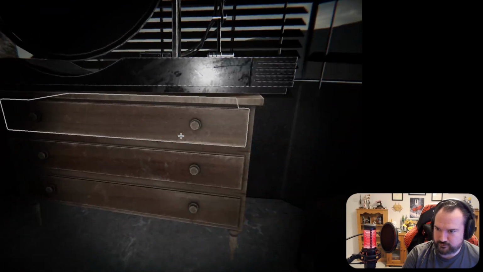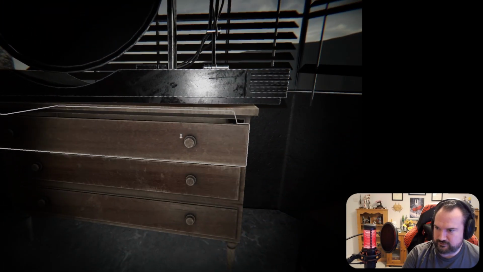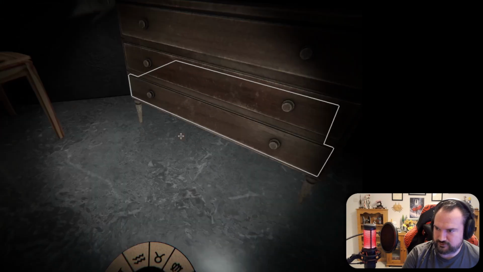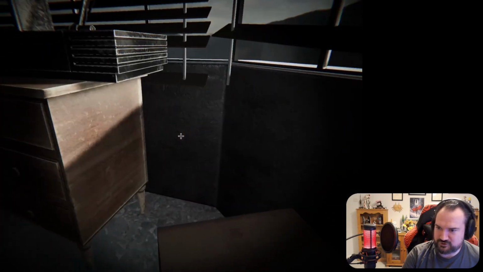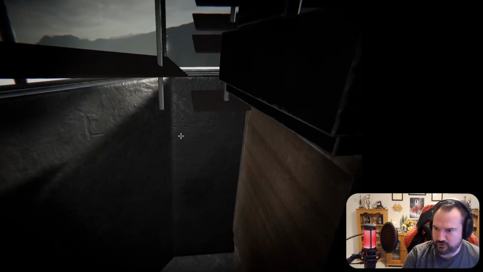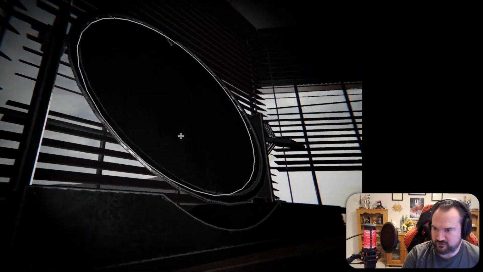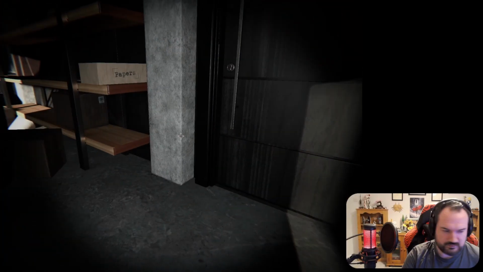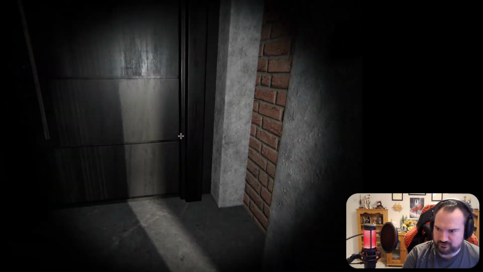So that one doesn't open at all. Does a different perspective give us anything on these drawers? No. Seems so weird to have these drawers be able to open but have nothing in them. Do you know what I mean? That seems very odd.